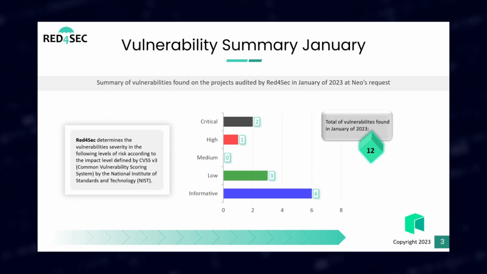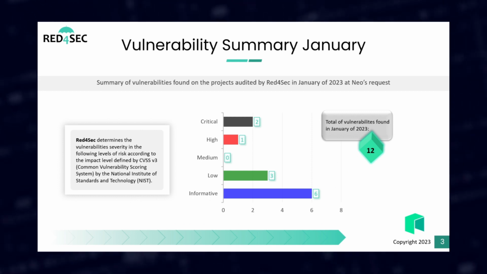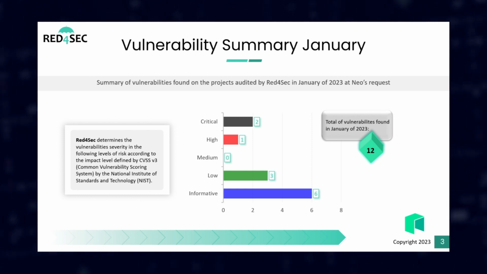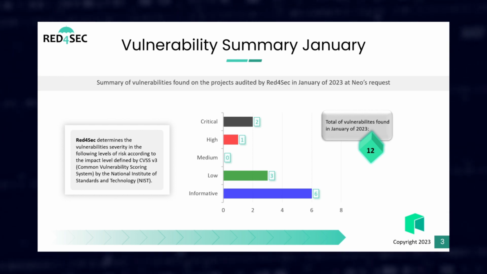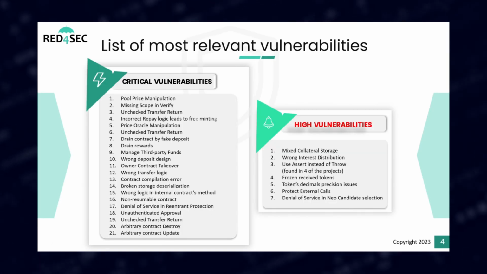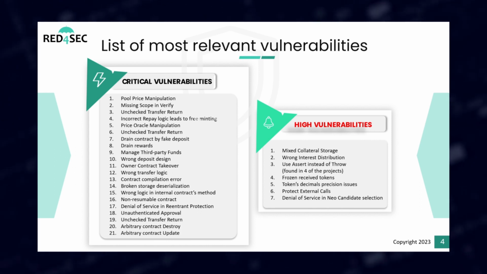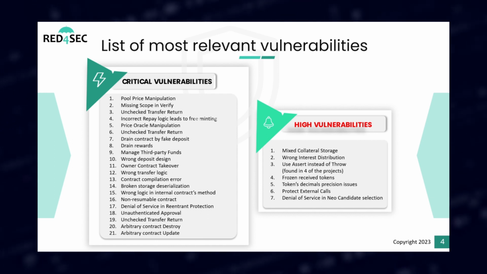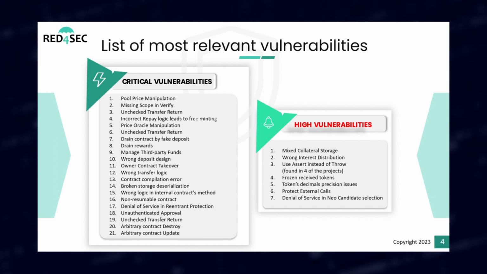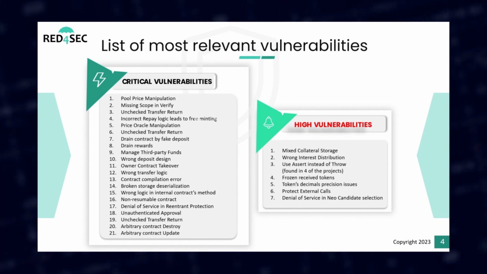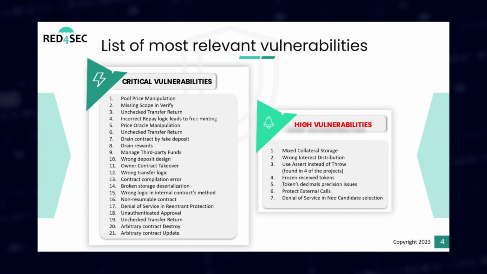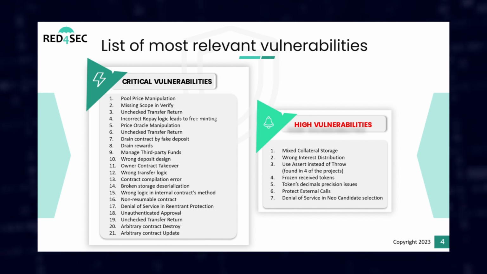Moving forward, during the month of January, we found and reported 2 critical vulnerabilities, 1 high, 3 low, 6 informative, for a total of 12 vulnerabilities. Moreover, you can see a list of the most relevant vulnerabilities, so other projects may have them as reference while developing. As I mentioned, we have reported this month and the past month the 2 critical vulnerabilities, the first 2 that you can see on the list, pool price manipulation and missing scope and verify.